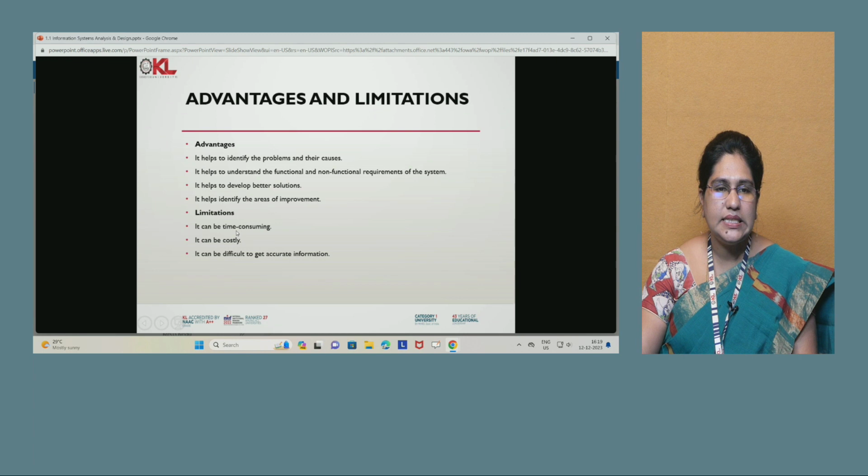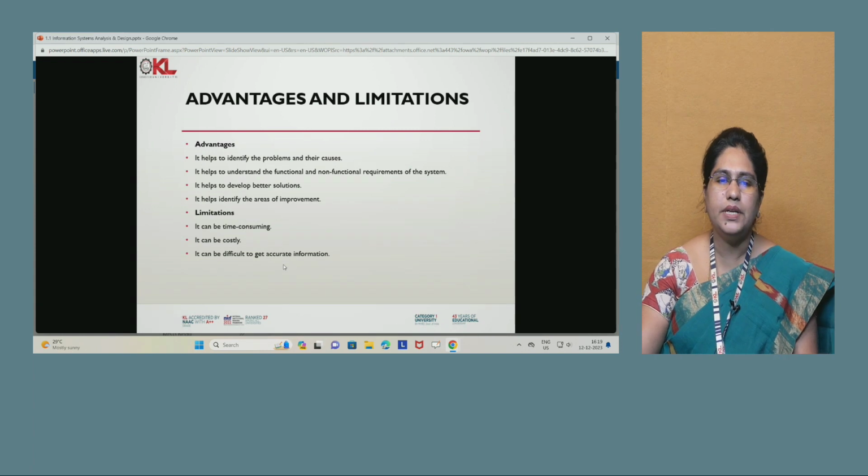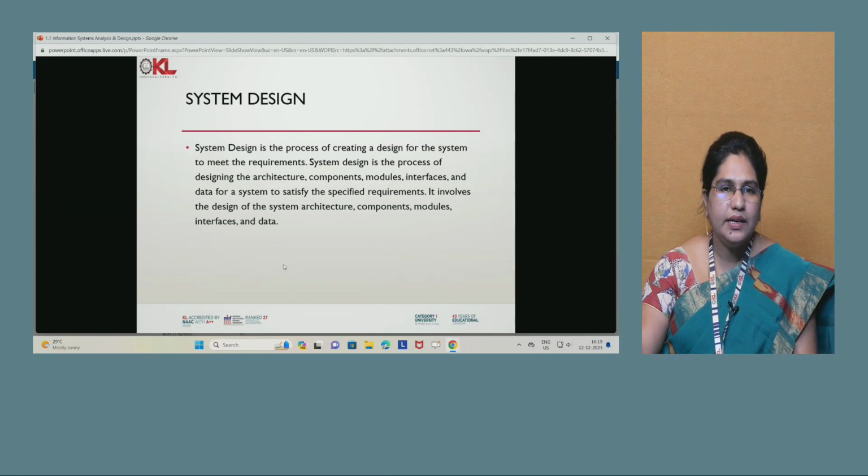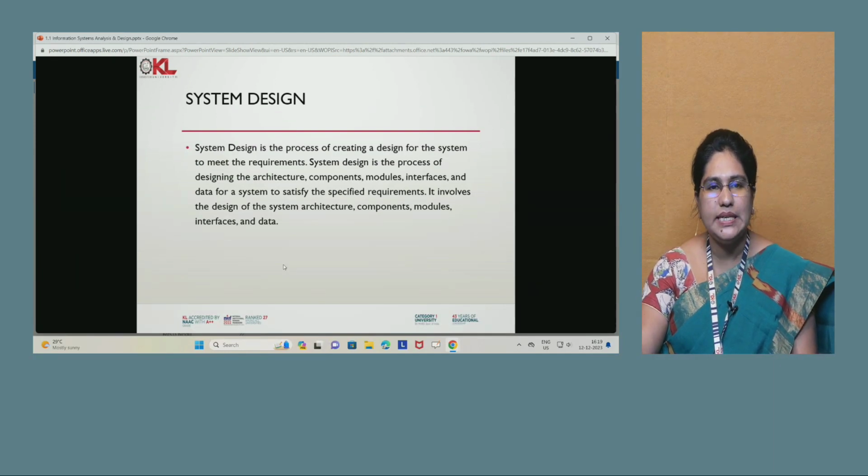So it is time consuming, it is costly, and it is very difficult for the developer to get accurate information. Now we are going to the second topic, that is system design.